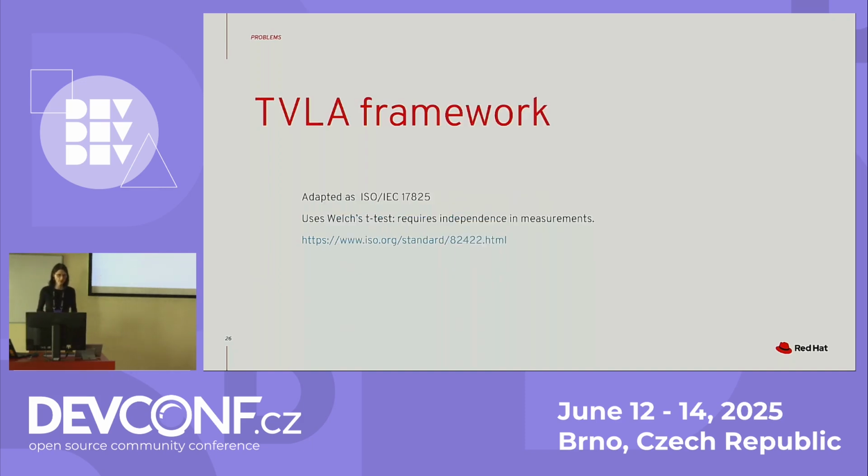The other one is the TVLA. It's actually an ISO standard, and that one uses the Welch t-test. Again, it requires independence of measurements. Nobody tests for that. Nobody cares for that. So again, if you follow ISO standards, you still will be in a big problem.